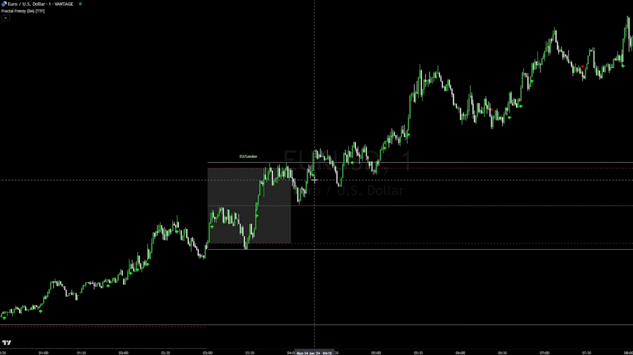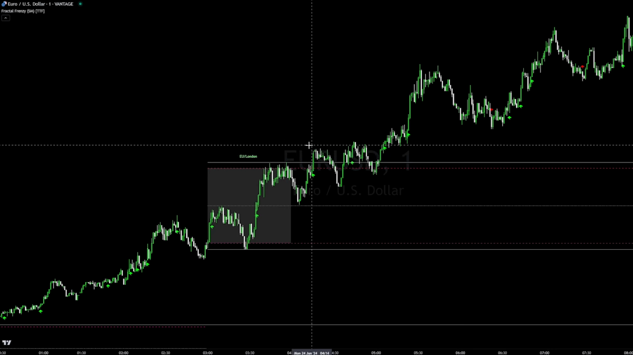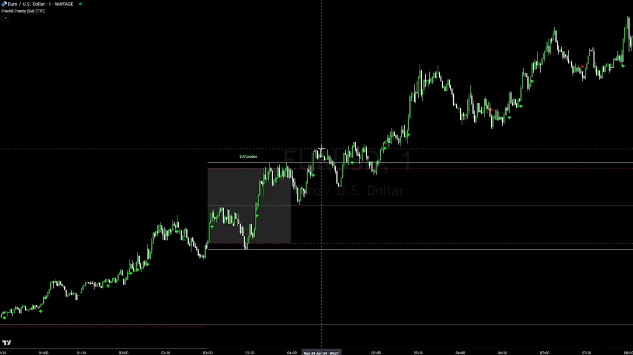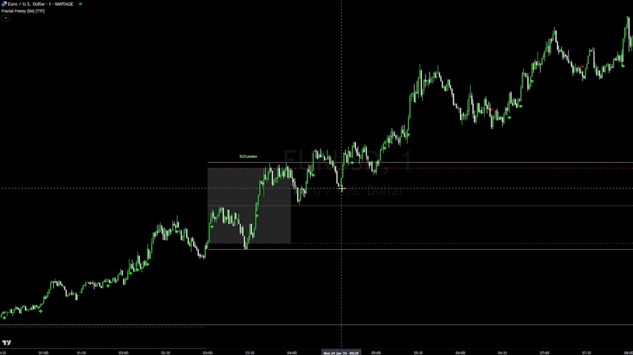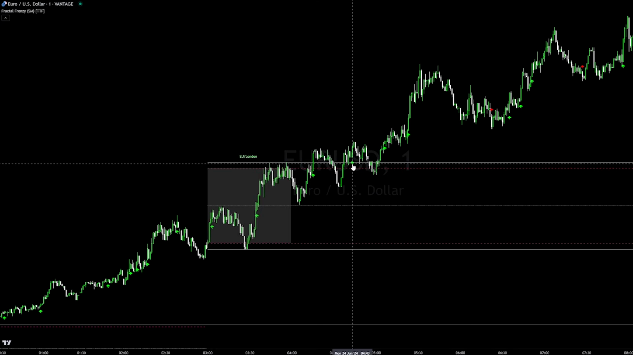Here on the 1-minute time frame, this signal we're not going to be taking because this is the initial break of the 5-minute time frame. We then get the pullback into the zone, and then here's our signal print for our long. We take our entry here.